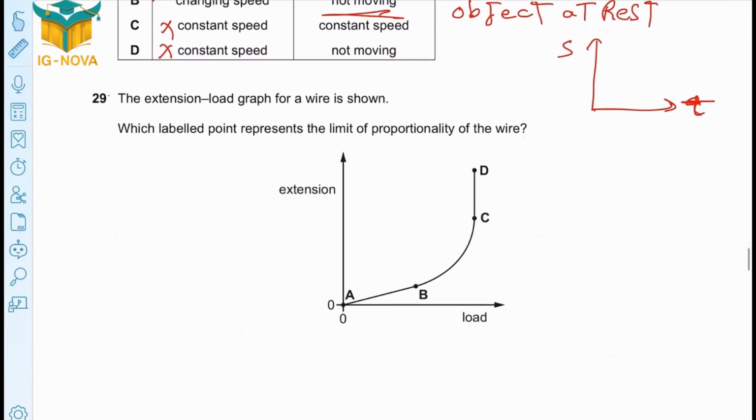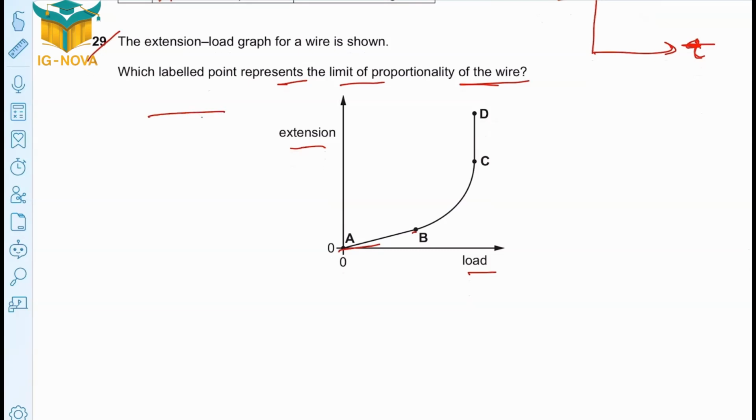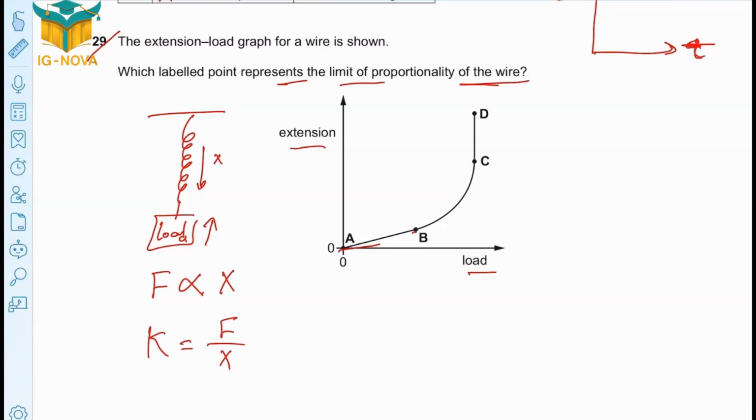For Question 29, the extension load graph for a wire is shown. The extension load graph goes from A to B, B to C, C to D. Which label represents the limit of proportionality of the wire? In an extension load graph, you'll see a hanging wire with a load. When the load increases, extension X will also increase. The load is described as F, a force or weight, and it's in a direct relation with extension. That is Hooke's law, K equals F over X. A direct relation is described with a straight line.